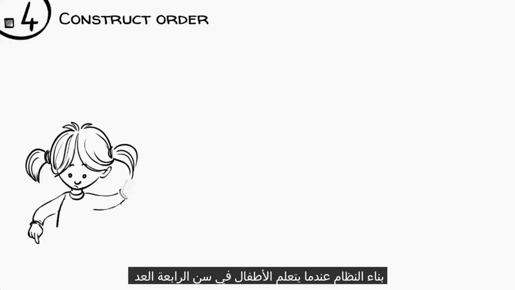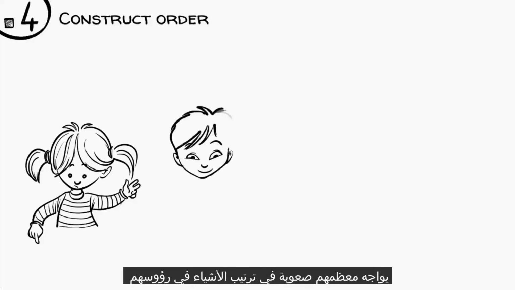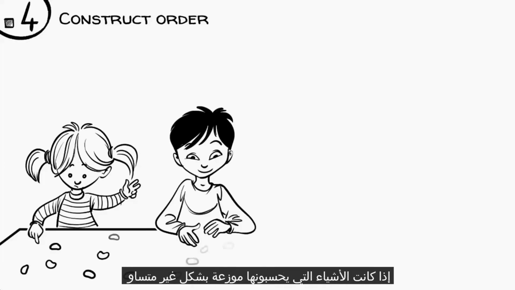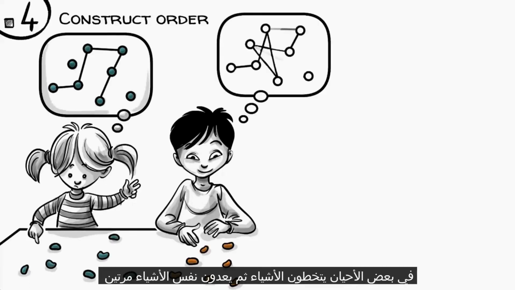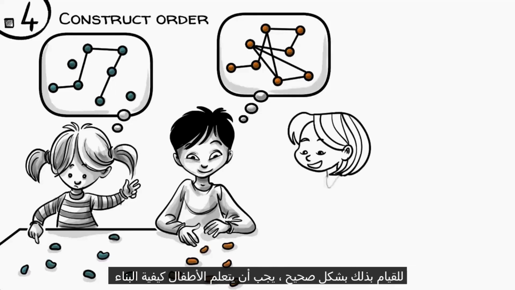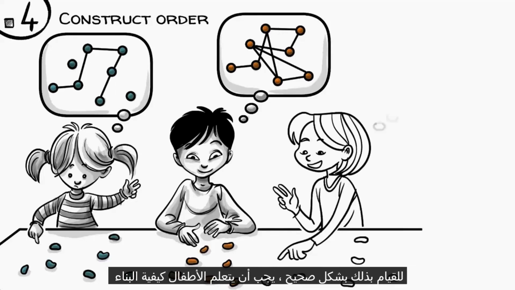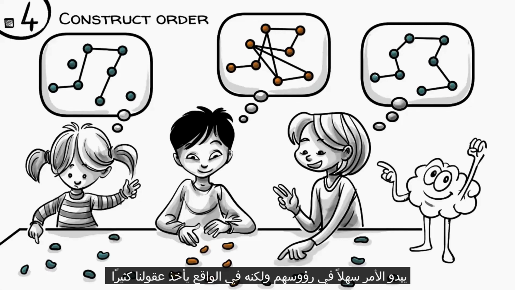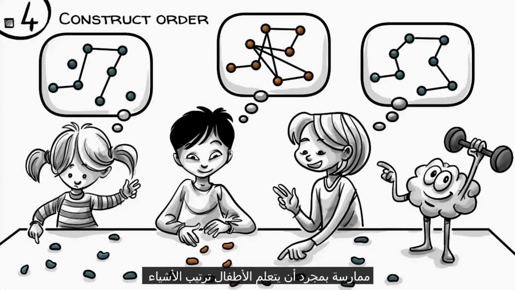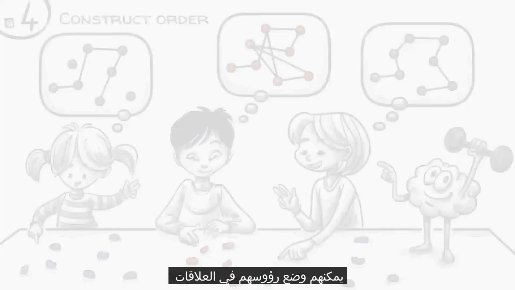Construct order. When 4-year-olds learn to count, most have trouble ordering objects in their heads if the things they count are unevenly distributed. Sometimes they skip objects, then they count the same ones twice. To do it right, children have to learn how to construct order in their heads. This seems easy, but actually takes our brains a lot of practice. Once children learn to order objects in their heads, they can put them in relationships.